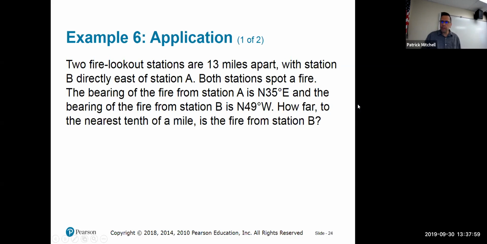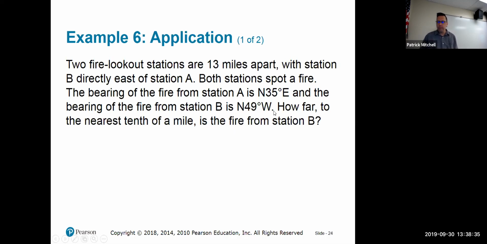All right, that brings us to our last example for law of sines. This is an application problem. Two fire lookout stations are 13 miles apart. Station B is directly east of station A. Both stations spot a fire. The bearing of the fire from station A is north 35 degrees east. And the bearing of the fire from station B is north 49 degrees west. And that is enough information to figure out how far, to the nearest 1/10 of a mile, the fire is from station B.